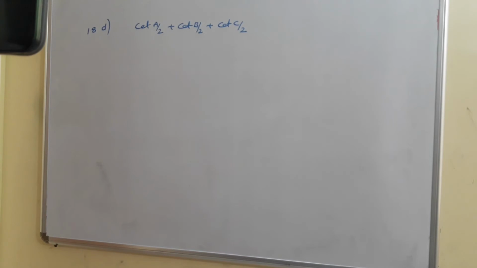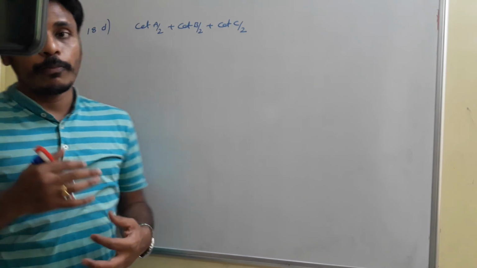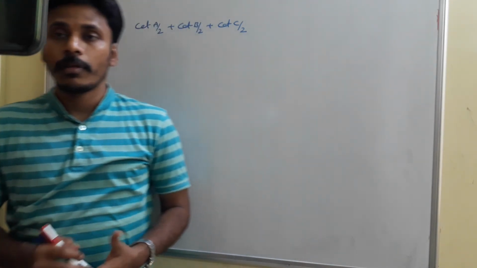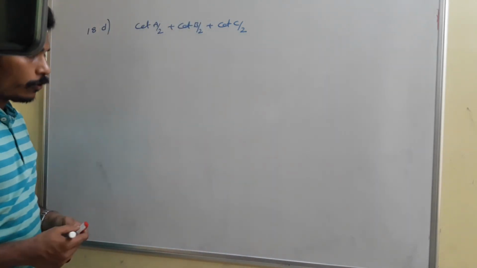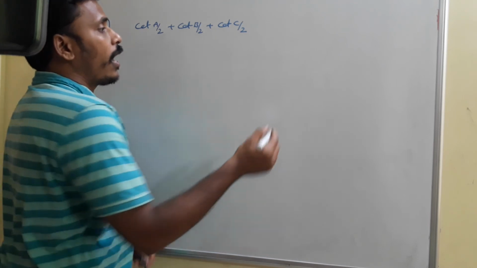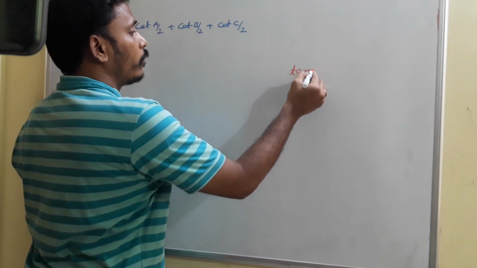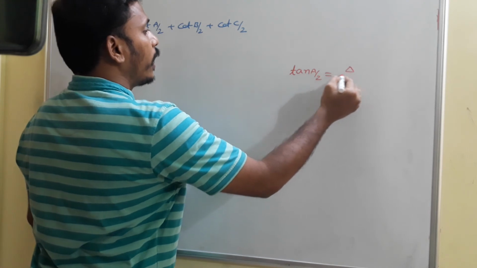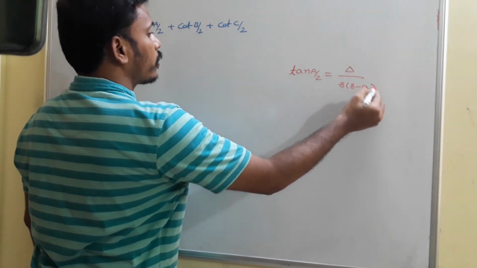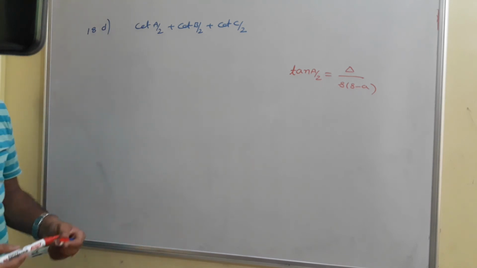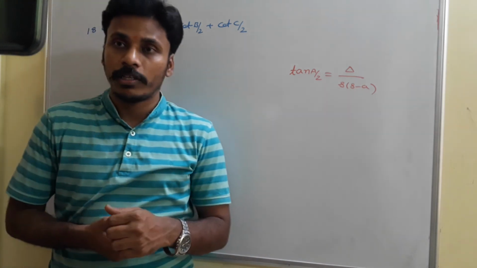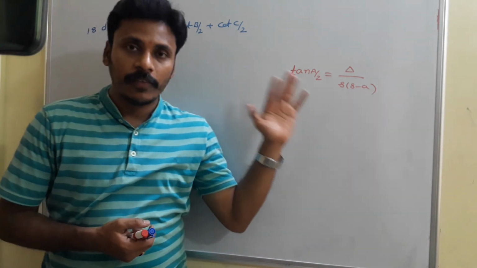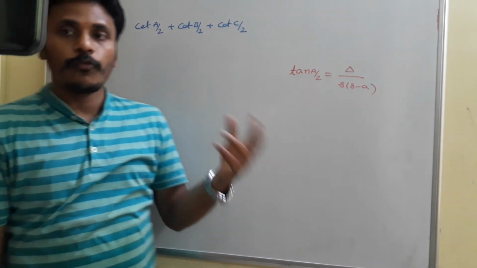So cot a by 2 plus cot b by 2 plus cot c by 2 we need to simplify. In 8b we just simplified cot a plus cot b plus cot c, but in 8d we are thinking about cot a by 2 plus cot b by 2 plus cot c by 2. And in the 17th point I mentioned a rule for tan a by 2. Tan a by 2 is delta divided by s into s minus a. Similarly, tan b by 2 is delta divided by s into s minus b, and tan c by 2 is delta divided by s into s minus c. Use those three for cot.